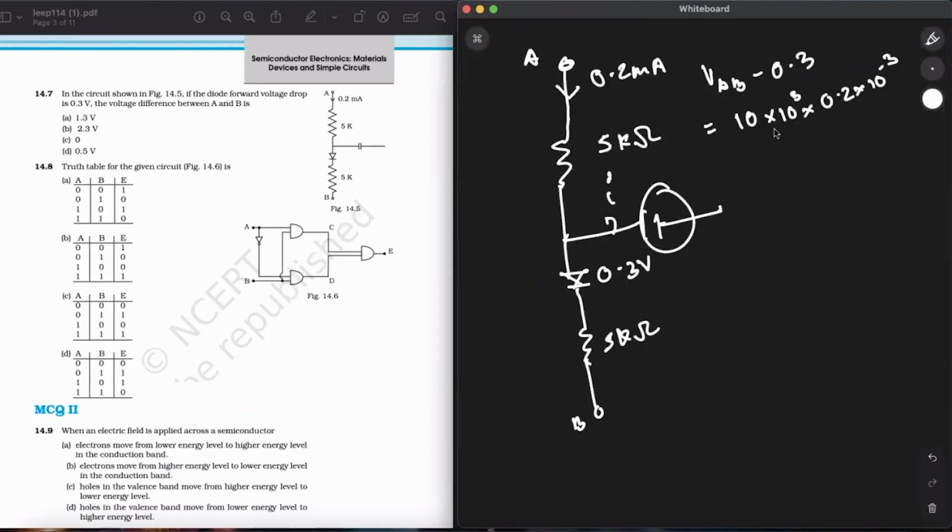So VAB minus 0.3 will be equal to 10 into 10 raised to the power of 3, alright, kilo, into 0.2 into 10 raised to the power of minus 3. So here will be 2. So VAB, the voltage across AB, will be 2.3 volts. Okay, that will be the correct answer of this.